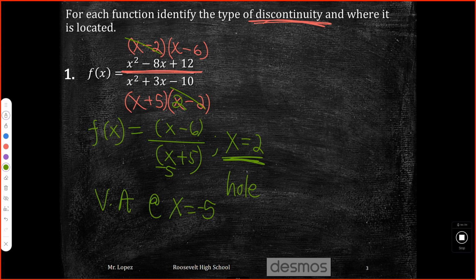So whenever factors cancel out, it creates holes, and when they don't cancel out and the factor is at the bottom of the fraction, for that x value that makes the bottom 0, that's where the vertical asymptote is.